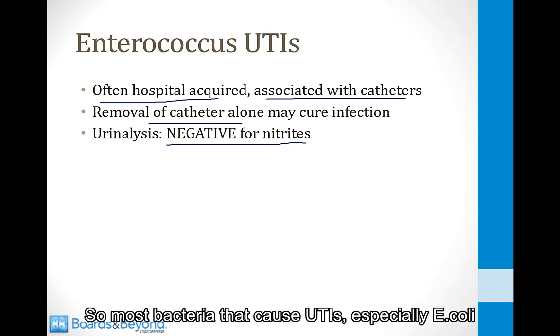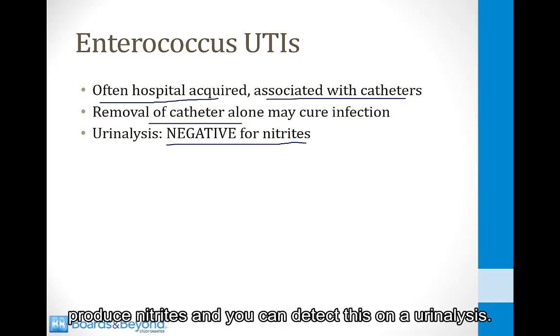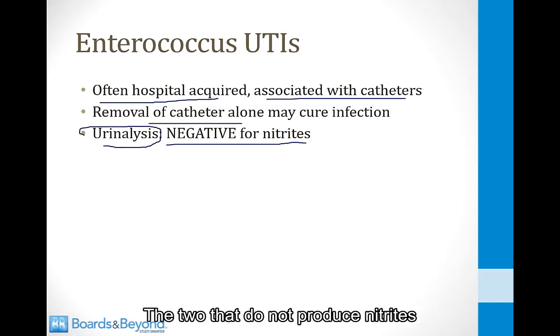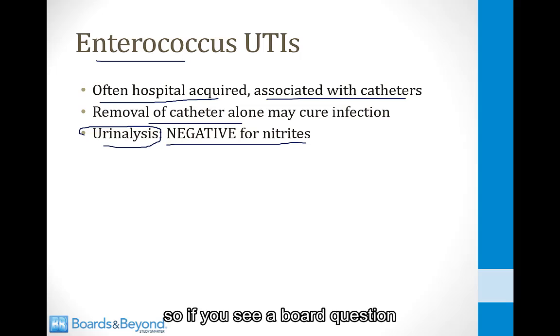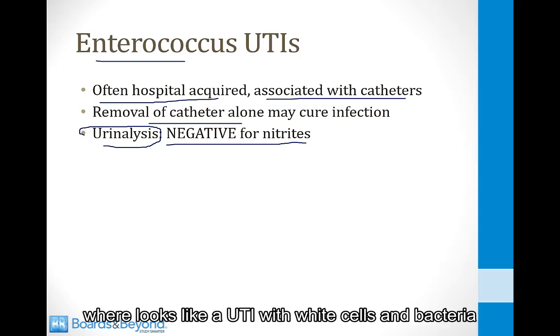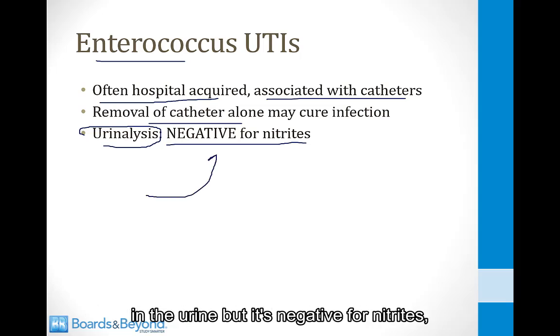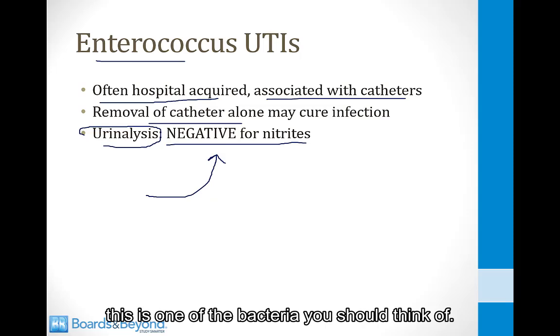So most bacteria that cause UTIs, especially E. coli, produce nitrites, and you can detect this on a urinalysis. The two that do not produce nitrites are Enterococcus and Staph saprophyticus. So if you see a board question where it looks like a UTI with white cells and bacteria in the urine, but it's negative for nitrites, this is one of the bacteria you should think of.